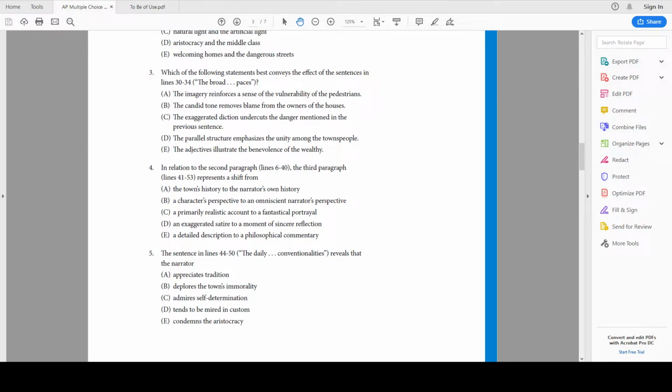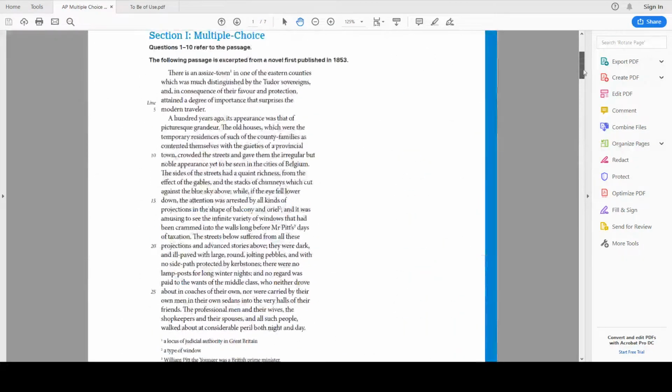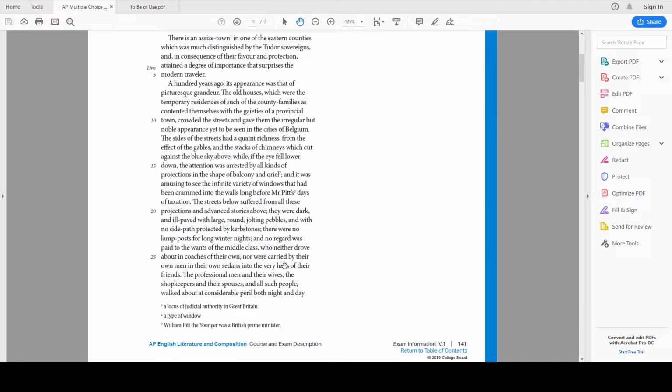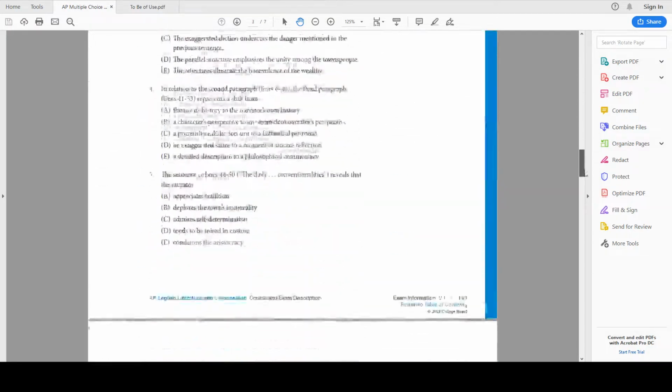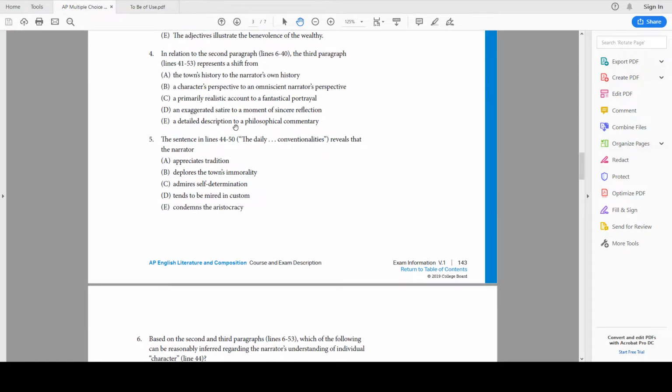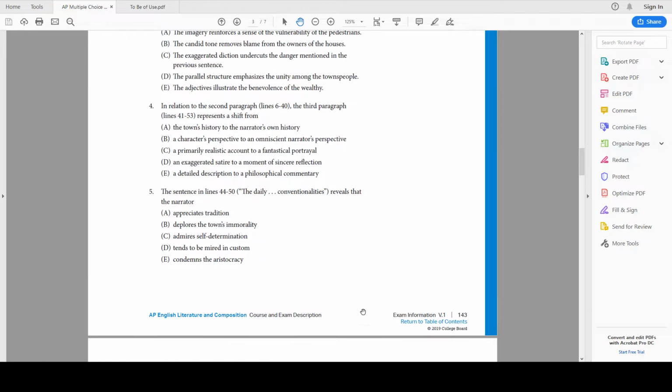Exaggerated satire to a moment of sincere reflection. What about paragraph 2 feels like an exaggerated satire? I didn't see anything. It seemed like a straight-up description. And then a detailed description to a philosophical commentary.